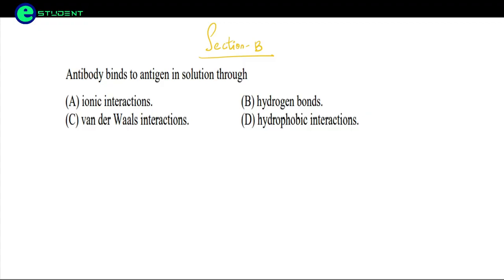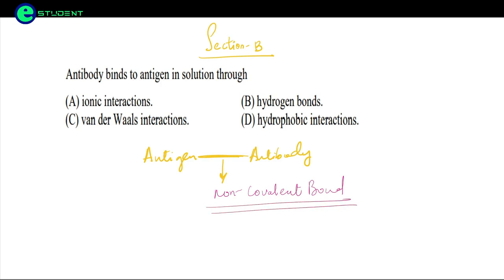Okay, so now let us start discussing section B. First question: antibody binds to antigen in a solution through. First thing we need to know is that antigen and antibody will always interact with each other via a non-covalent bond. So they will be forming the non-covalent bond.